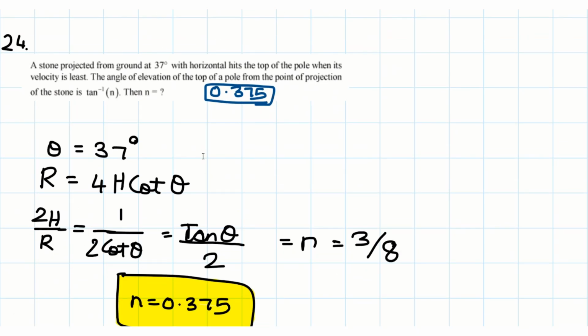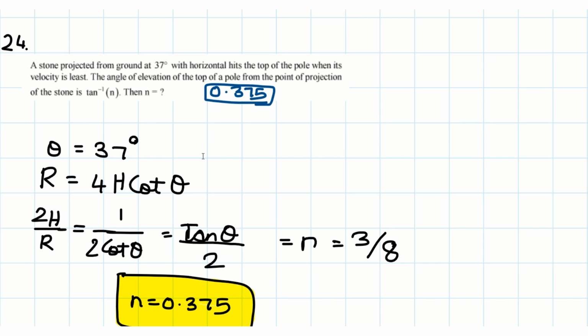In the 24th question, we have a projectile stone from ground with theta equal to 37 degrees with the x-axis. It hits the top of the pole when its velocity is least. Now for velocity to be least, we need at least the x component or the y component to be equal to 0. Since the x component cannot change, the y component has to be 0, which occurs only at h max. Thus the height of the pole is h max.